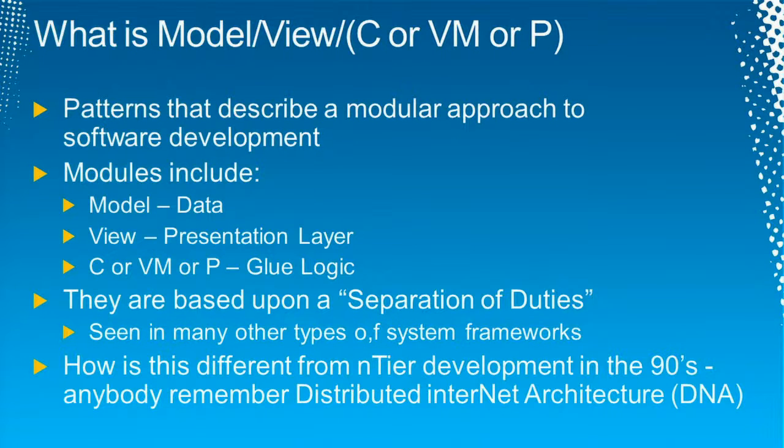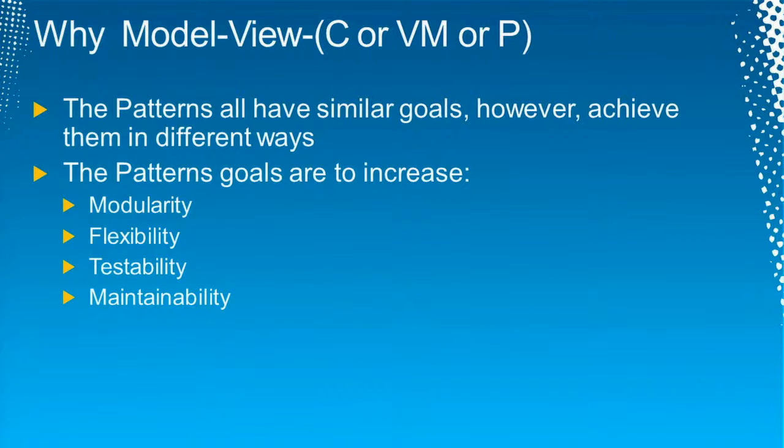But that really gave you a tier type of approach, separating things out, but not really a pattern on how best to do it. So what we're going to do is take that a little bit further and start looking at the different patterns. They all have similar goals. They basically just have a different tool set and ways to achieve them. The goals: modularity, flexibility, testability, maintainability. And this is all achieved through that separation of duties.